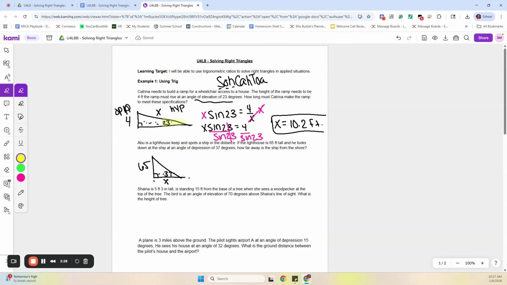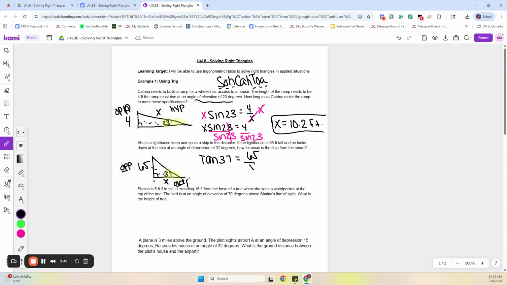So again, we got our angle here. Opposite of that angle is going to be 65. This x is now adjacent. So if I have O and A, they go with T for tan. So I'm going to do tan of my angle equals my opposite over my adjacent.